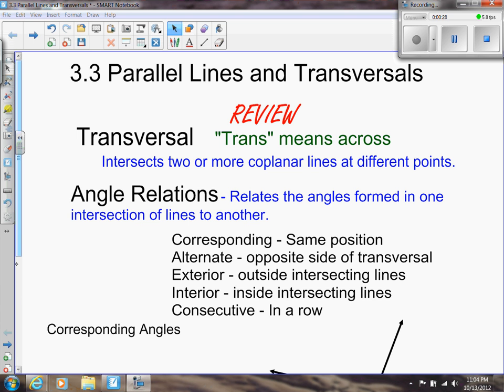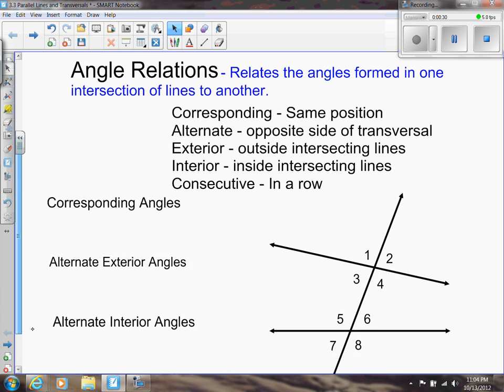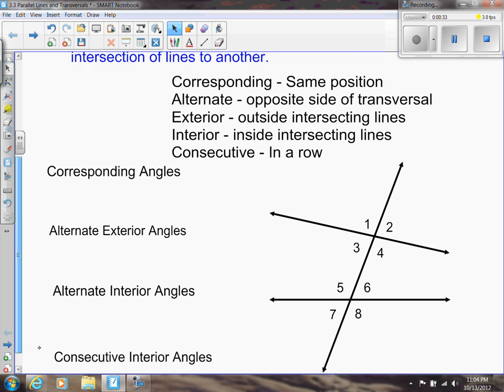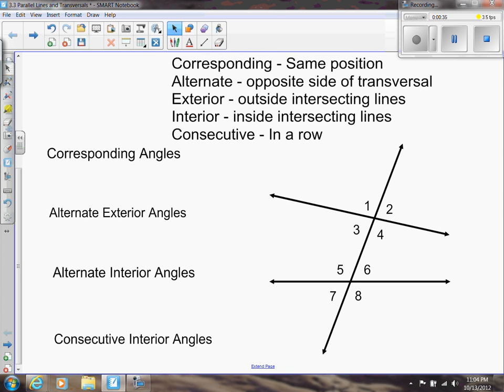We're going to have some special angle relationships. So we want to first review what corresponding angles are. Corresponding means same position, so corresponding angles would be like angle 1 and angle 5, angle 2 and angle 6, angle 3 and angle 7, angle 4 and angle 8.